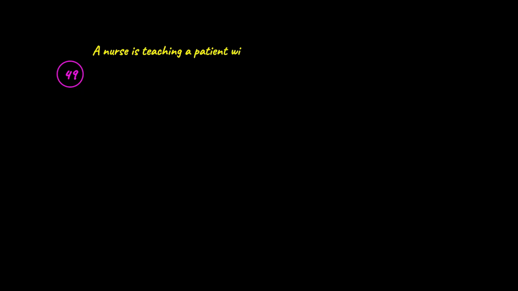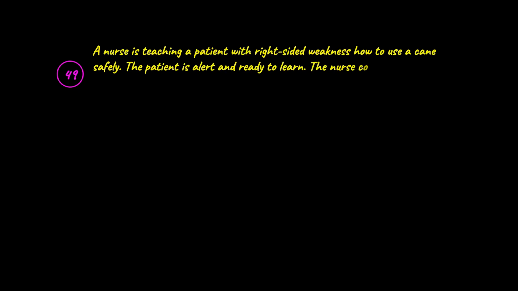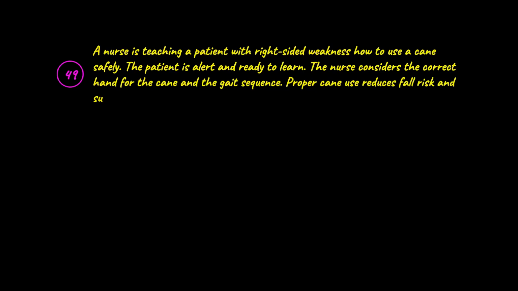Question 49. A nurse is teaching a patient with right-sided weakness how to use a cane safely. The patient is alert and ready to learn. The nurse considers the correct hand for the cane and the gait sequence. Proper cane use reduces fall risk and supports the weaker limb.